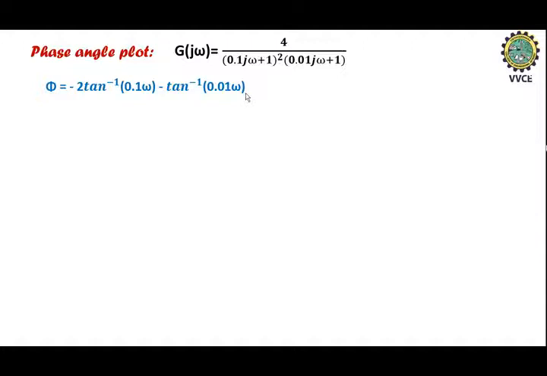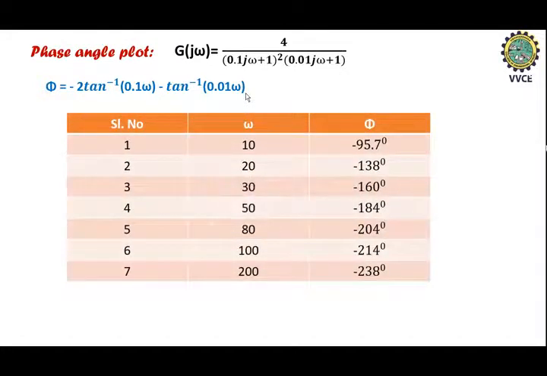Now we need to find the values of phase angle, phi, for different values of omega. So this is the table for different values of omega. You can consider any values within a range. Take the magnitude plot, where you get the range for omega. You can take plus or minus 10 or 100 in order to find the phase angle.